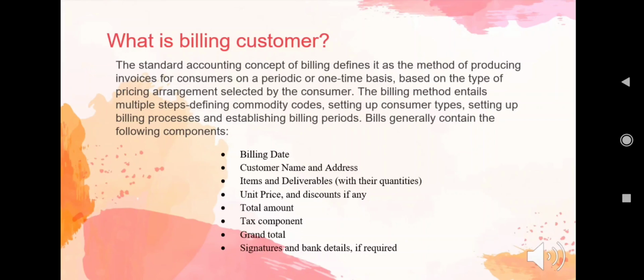Bills generally contain the following components. First, billing date. Second is customer name and address. Third is item and deliverables. Fourth, unit price and discount, if any. Fifth, total amount. Sixth, tax component. Seventh, grand total. And the last one is signatures and bank details if required.